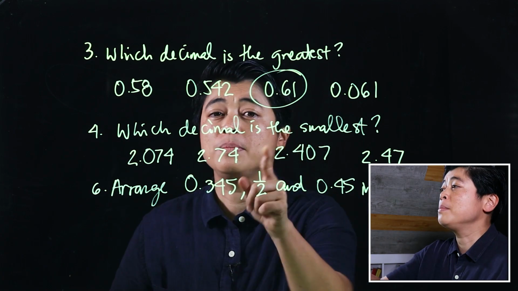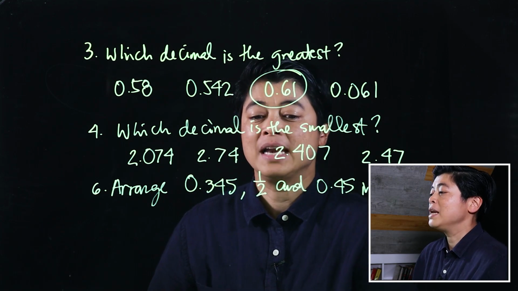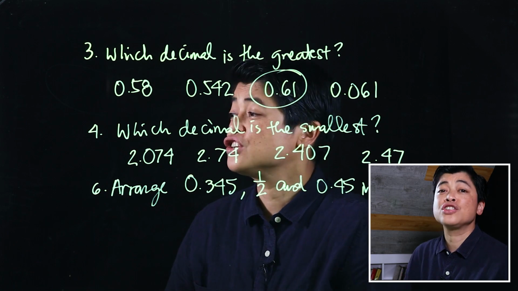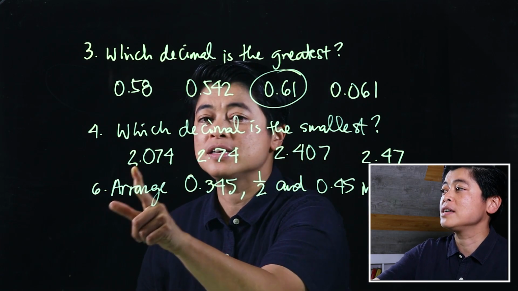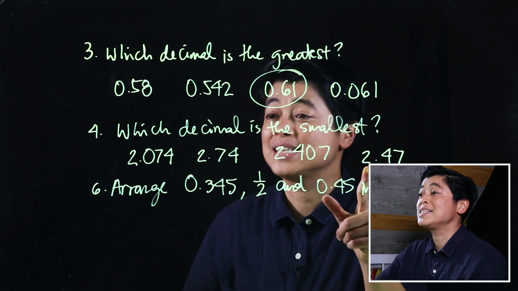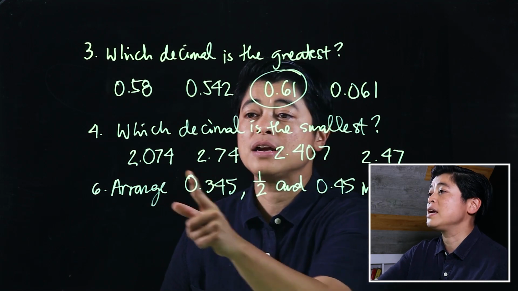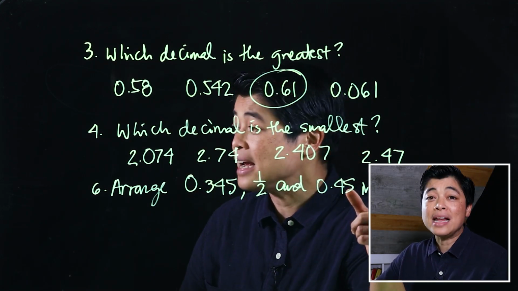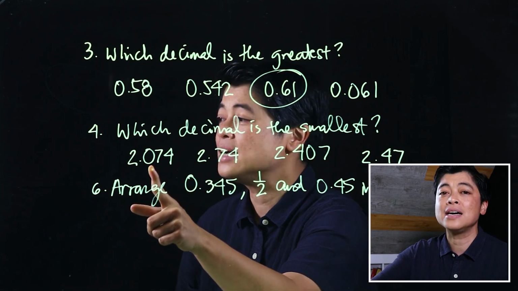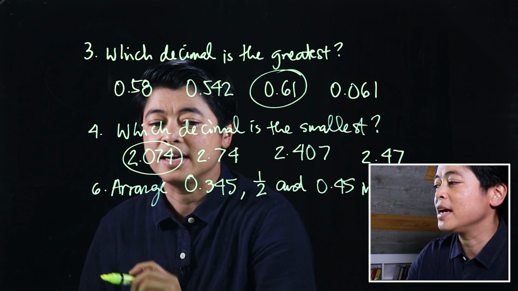In the next problem, it says which decimal is the smallest. If it says which decimal is the smallest, then we look first at the 2's. Those are all the same. So then we go to the tenths place. Here we have a 0, a 7, a 4, and a 4. Clearly the 0 is the smallest. So that means this will be the smallest.